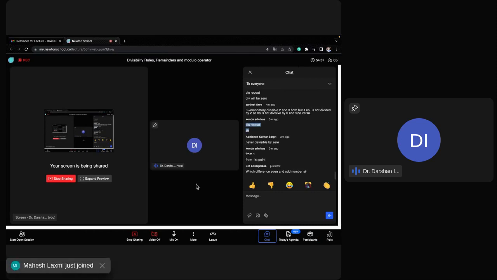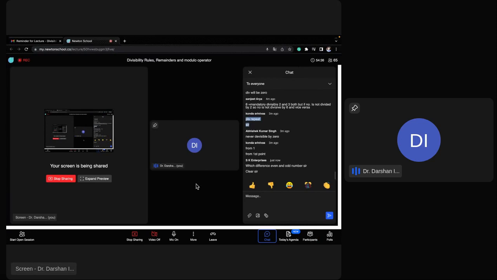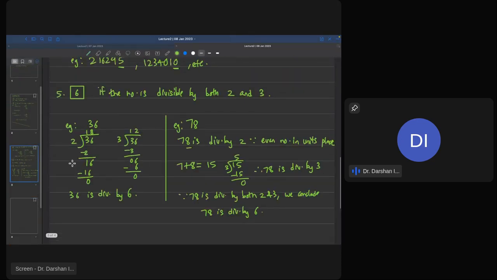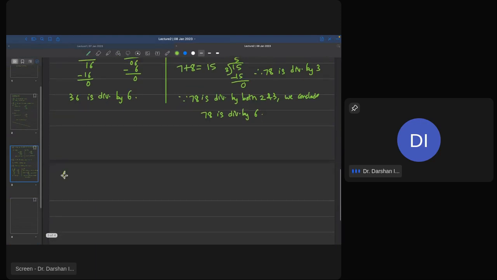Clear? The same tests of divisibility by 2 and 3 are applied. We didn't do anything new. Yes. Welcome. Let's go ahead. This is the fifth one. I go to the sixth one, where I am discussing the divisibility test by 7.